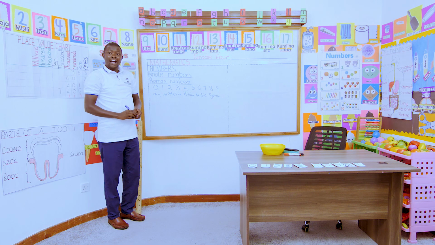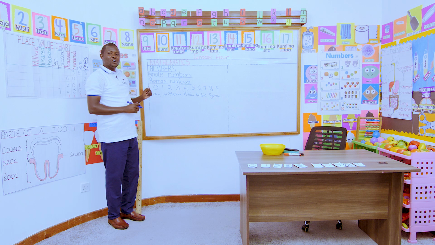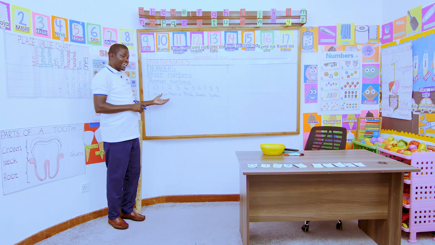But even Romans, they had their own way of writing numbers. And their way of writing numbers is the one we call Roman system. And that Roman system has their own numbers. I've said, Indians, when they came to Africa, they introduced this writing of numbers. But even Romans have their own way of writing their own numbers.